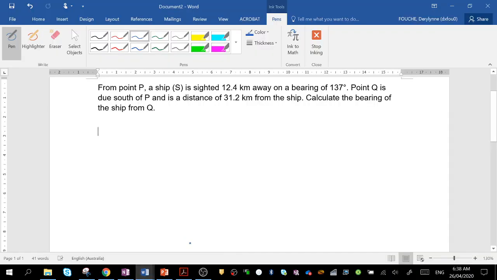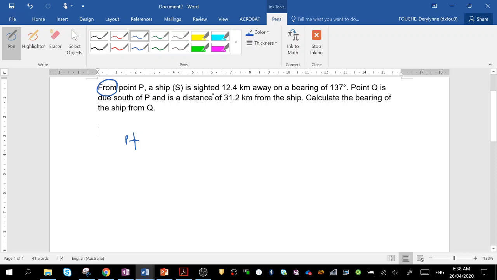Okay, grade 12s, let's have a look. The first thing we need to notice is that it says from point P. That word from tells me that that is where my compass points are going in. So I'm going to create my point P and I'm going to put my compass points in.